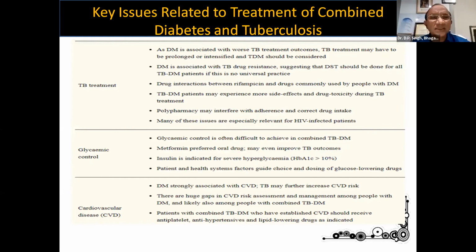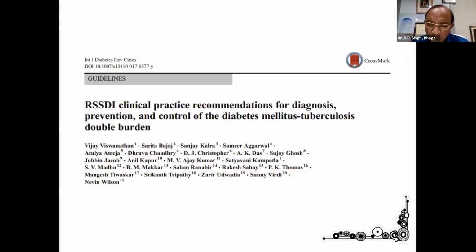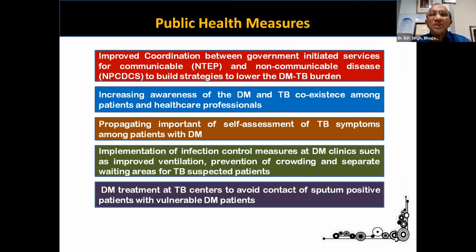RSSDI has a clinical practice recommendation, and that must be reviewed in consultation with the NTEP programs. And the public health measures should be improved coordination between the government initiative, the NTEP, and the non-communicable disease committee, increasing awareness of DM and TB coexistence among patients and healthcare professionals, propagating the importance of self-assessment of TB symptoms among patients with DM, and implementing infection control measures and DM treatment at TB centers to avoid contact with sputum positive patients.